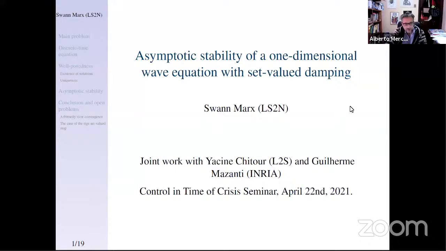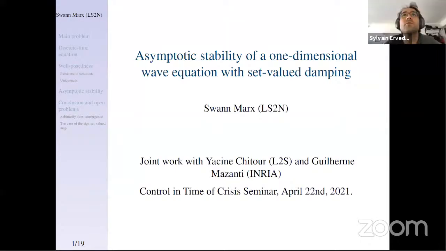Yeah. So if you are ready, we'll start. So today we'll have the pleasure to listen to Swann Marx from Nantes, who will speak about asymptotic stability of a one-dimensional wave equation with set-valued damping. And today is a bit exceptional because we had some cancellation. So at the end of the talk, we'll have some time to discuss a little more about the topic presented by Swann.